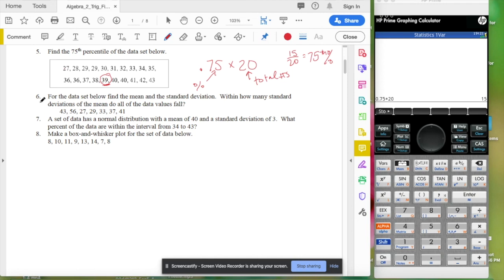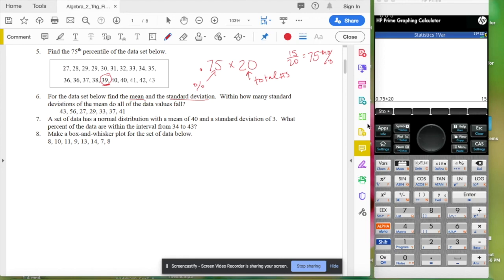Next, we're going to do number 6. It says for the set of data below, find the mean and the standard deviation. Within how many standard deviations of the mean do all the data values fall? Notice how this has several parts. So really make sure that when you're reading your test, if it asks you more than one thing, you answer more than one thing.